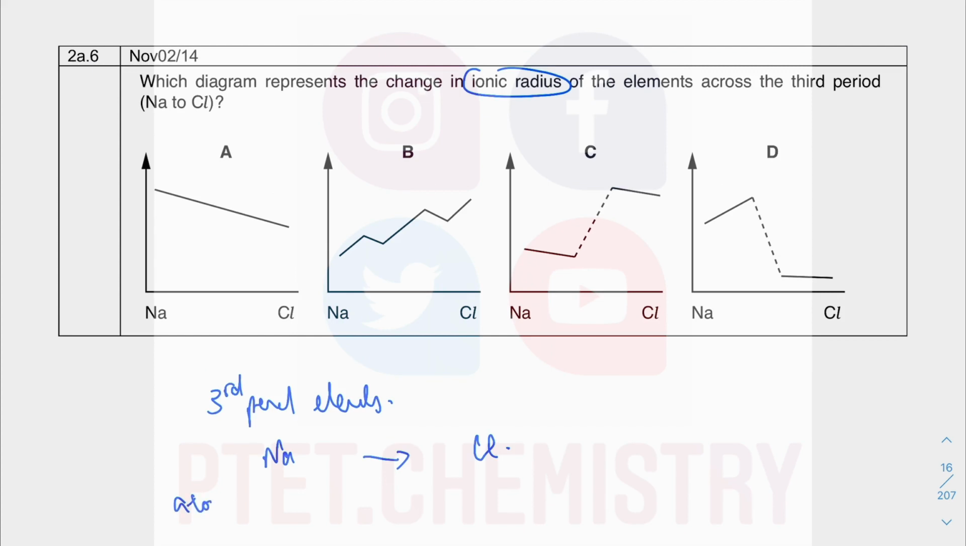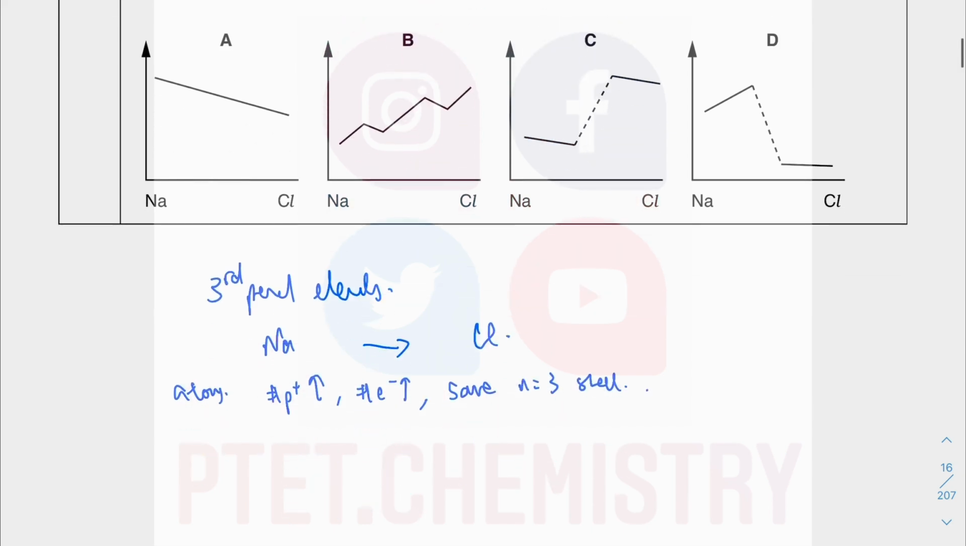So in terms of the atoms, their number of protons increases, their number of electrons increases, okay? But we are talking about the same n equal to 3 shell, so your shielding is roughly constant. Therefore, your atomic radius consistently gets smaller because your effective nuclear charge gets higher across the series. So this is the trend for atomic radius.